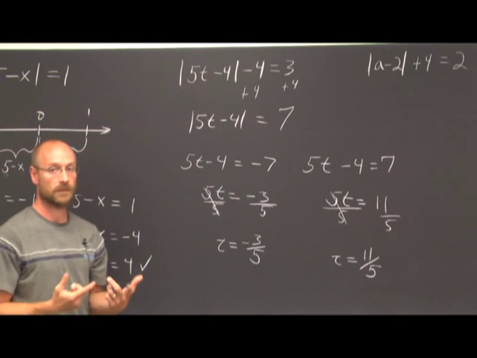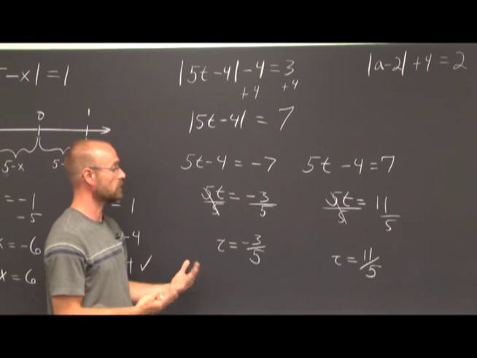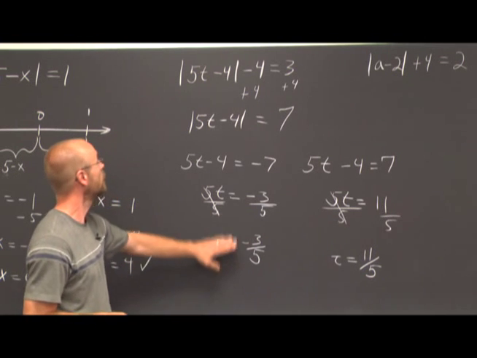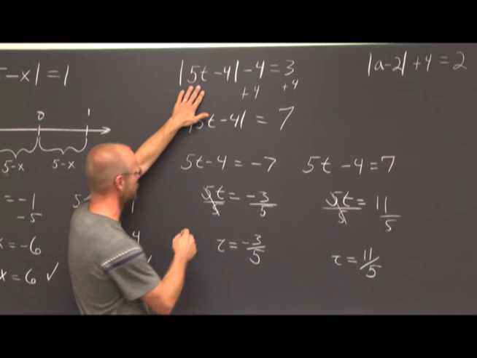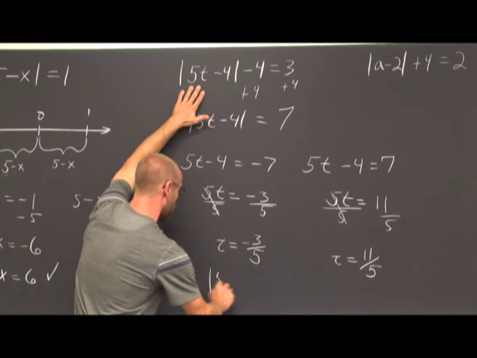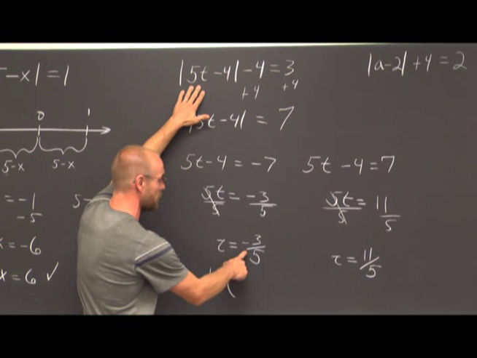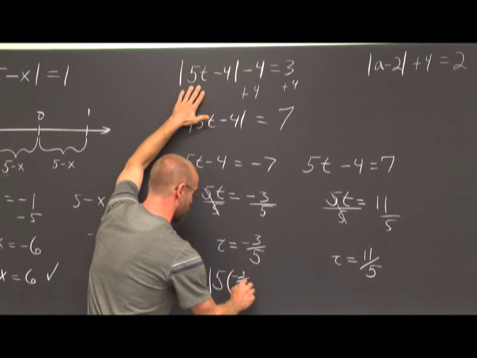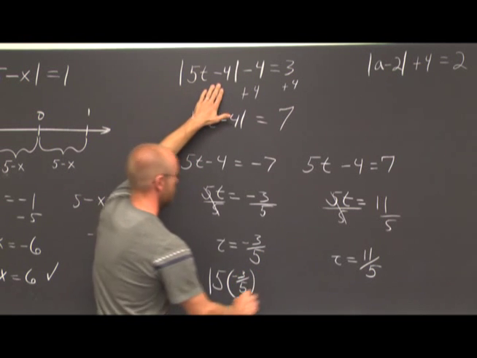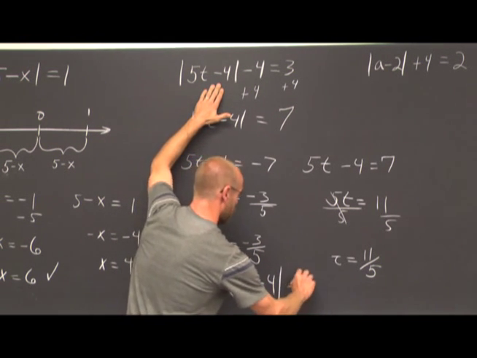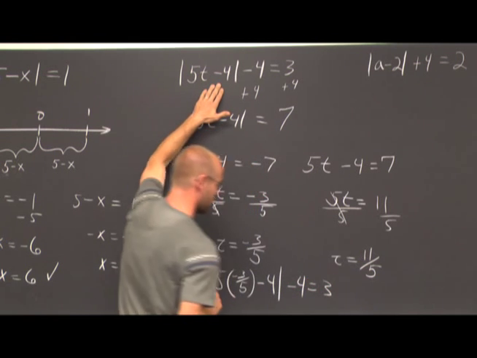And now it's time to check our work. We found two solutions. Let's make sure they're true statements. Now, I'm actually going to work this one out in the original equation. We have the absolute value of 5 times t. Well, let's test this one. T is negative 3/5. Minus 4 more equals 3.